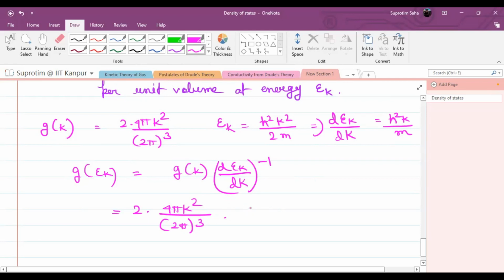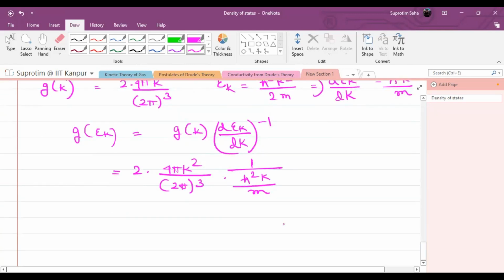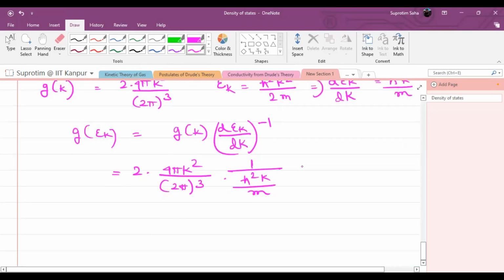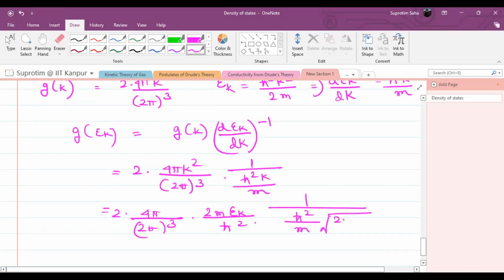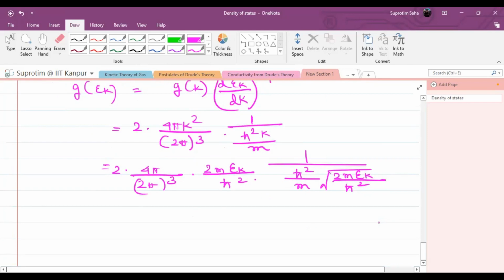Times your D of Ek is 1 by h cut squared k by m. Now you wrote G of Ek, which means you want the density of states as a function of the energy. So use the interconversion between Ek and k. So you can write 2 into 4 pi by 2 pi whole cubed times k squared is 2m Ek by h squared. And also this is h cut squared over m, we got the 2m Ek, which is k by h cut squared. So this is simply putting the values of k.